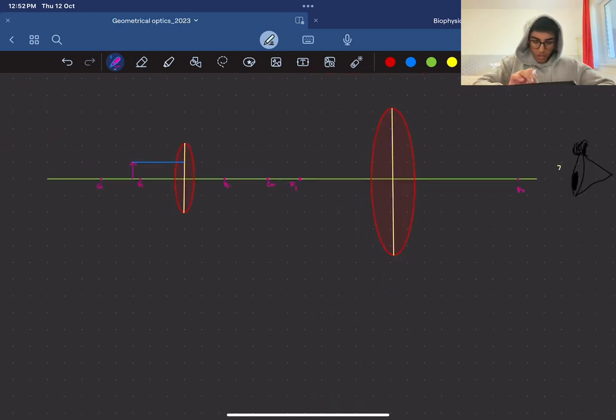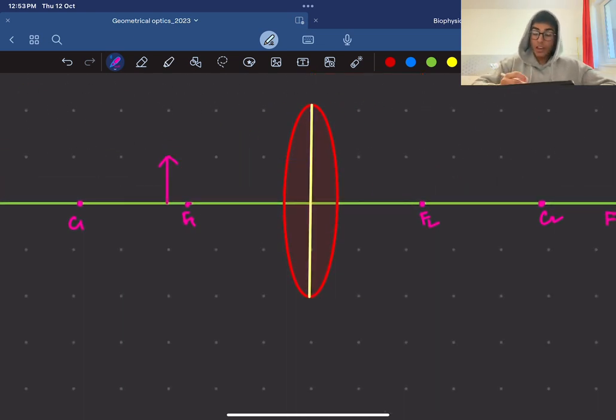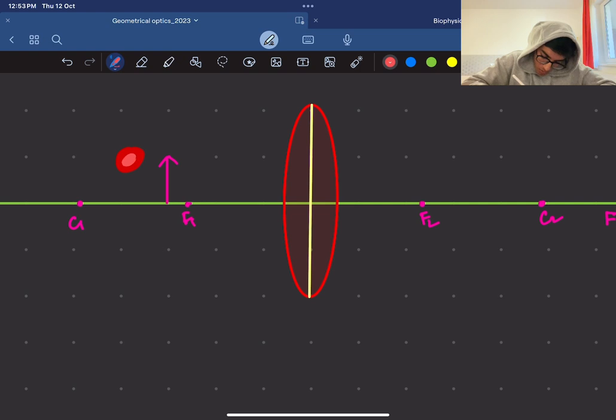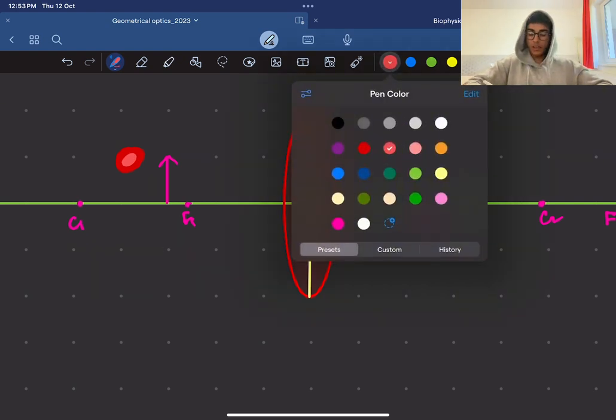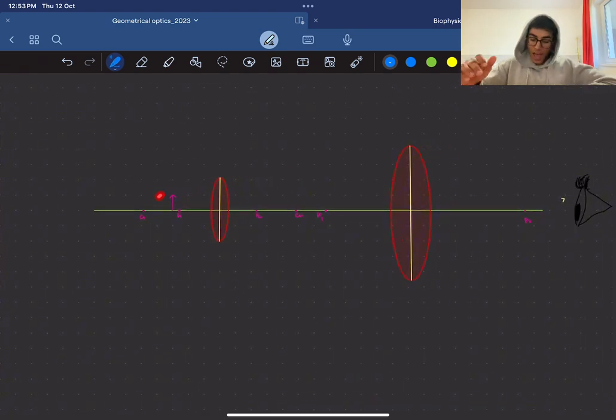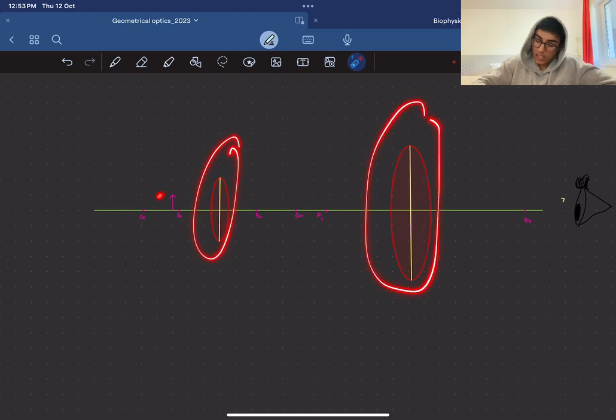Okay. So now let's take our object over here. A very small object because we're magnifying it. Let's take a frog's RBC. So this is a frog's RBC, and that's what we're looking at right now. Now the setup is like this. We have a small lens first, a huge lens here, and our eyes looking at the microscope here.